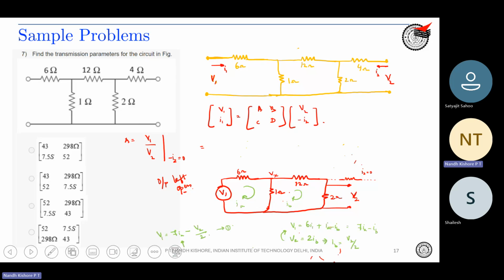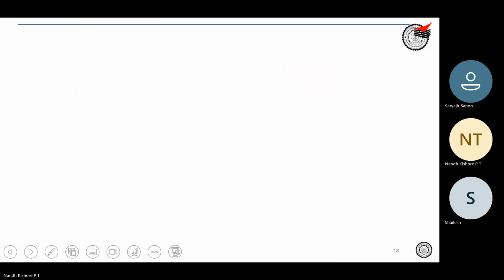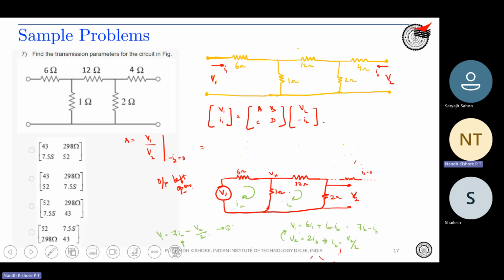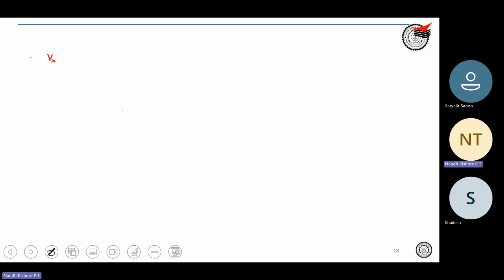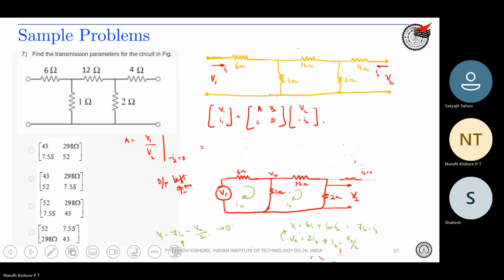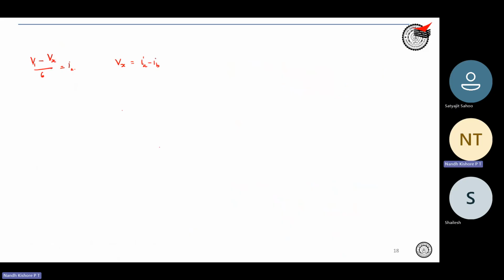If this is your Vx, correct, what would be your IA? IA is going to be V1 minus Vx by 6. Correct? That is your IA. And what is Vx? Vx is the voltage drop across your 1 ohm resistor, which is going to be 1 into IA minus IB. Vx is equal to IA minus IB.